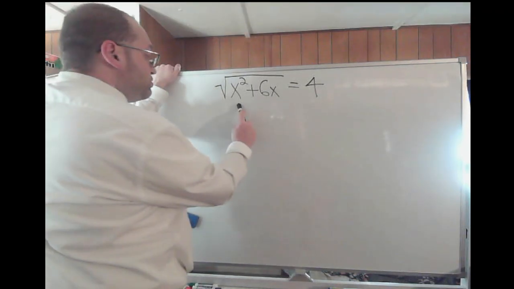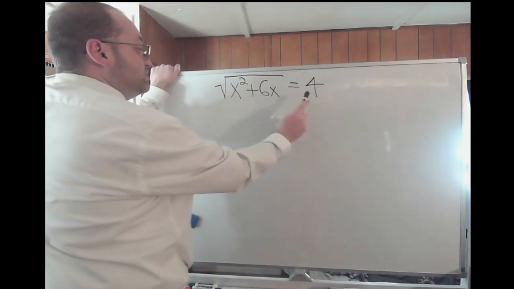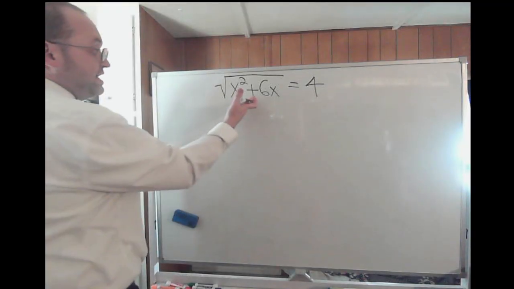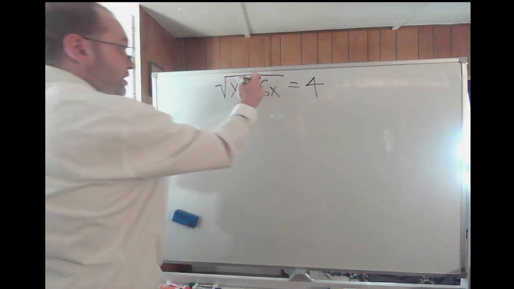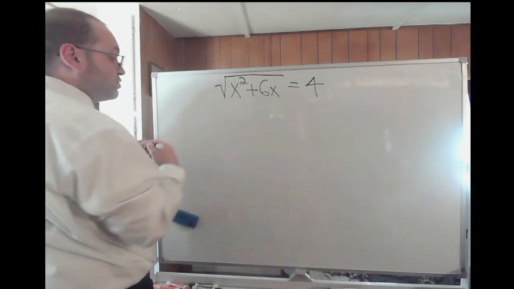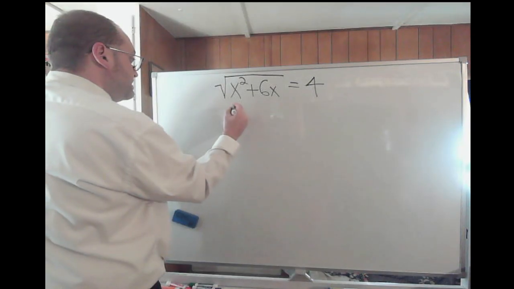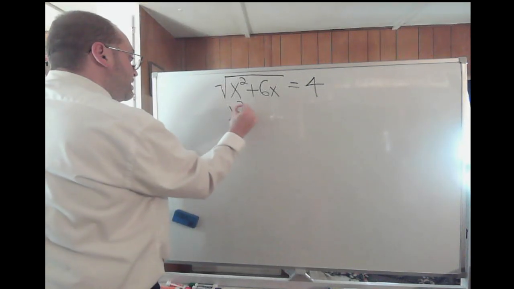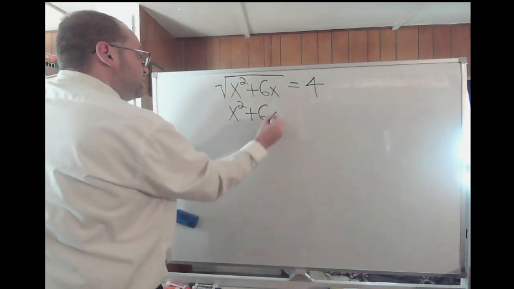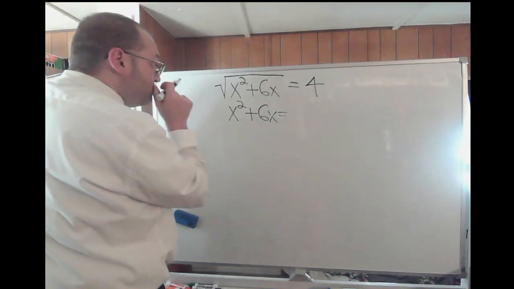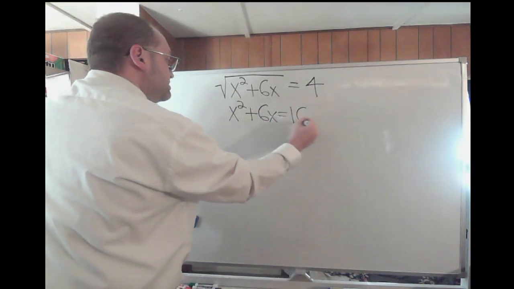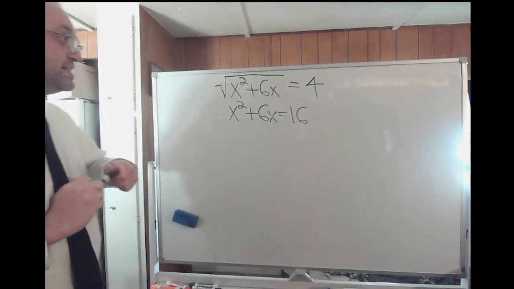So we have x squared plus 6x equals 4. We need to get x squared plus 6x out of the radical, out of the square root, right? So we square both sides, and if we do that, you'll end up getting x squared plus 6x is equal to 4 squared, which is 16. So now you have x squared plus 6x equals 16.